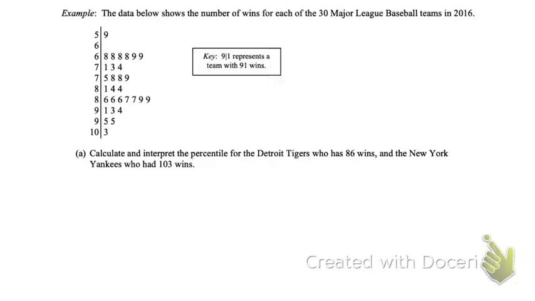86. Detroit Tigers had 86 wins. Can you find 86 in the data? Any problems with that? Oh my gosh, there's 3 of them. What do we do? Which one of those is the Detroit Tigers? Does it matter? No. I am trying to find what percent is less than or equal to the Detroit Tigers. And whether they are the first one or the last one, 86 is equal to 86, which is equal to 86. So it doesn't really matter. So, very good, Aaron. So we need to find out how many of the 30 teams had less than or equal to 86.